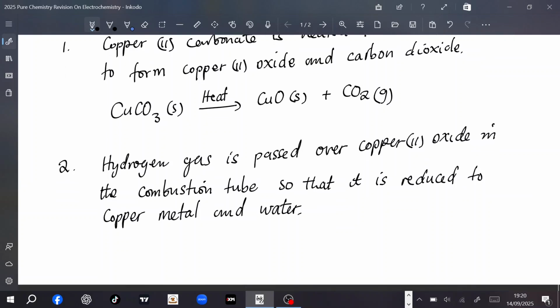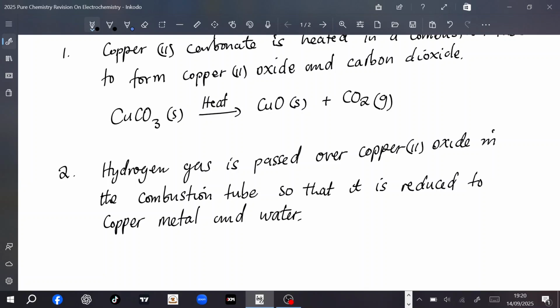So the equation here is this. You write copper 2 oxide, which is a solid, is reacted with hydrogen gas, then it forms copper solid metal plus water. Okay, so let's see if the equation is balanced. One copper atom, one oxygen, two hydrogen. Yes.